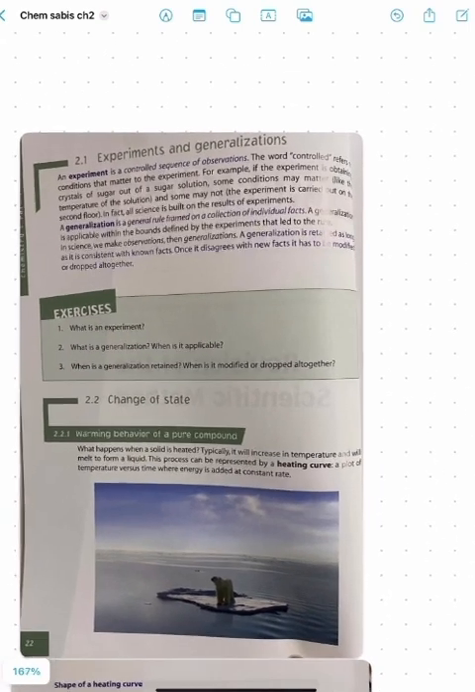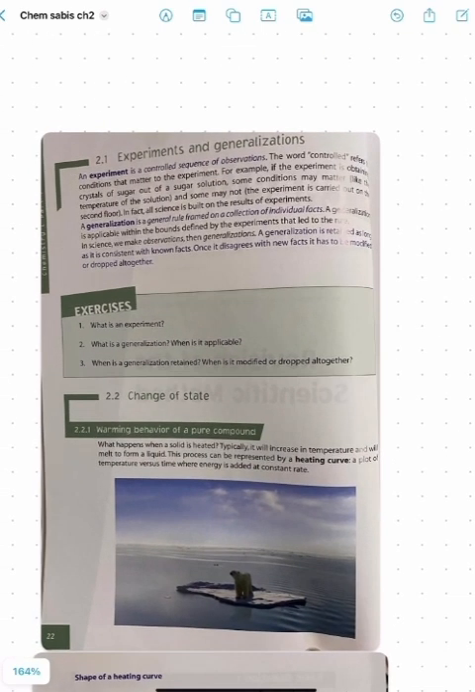So today we have chapter 2. First, let's talk about experiments and generalizations. We already took generalizations back in grade 9, I think. So first, what is an experiment?